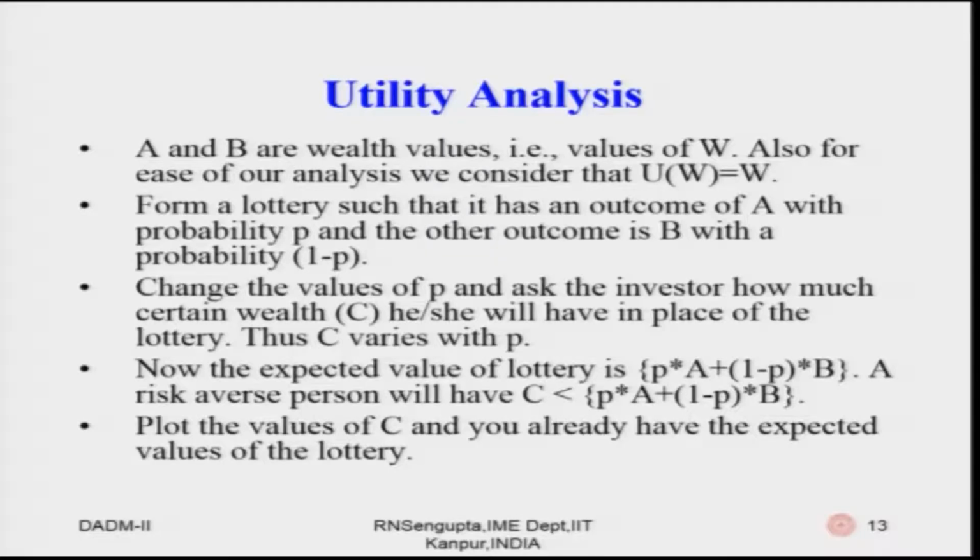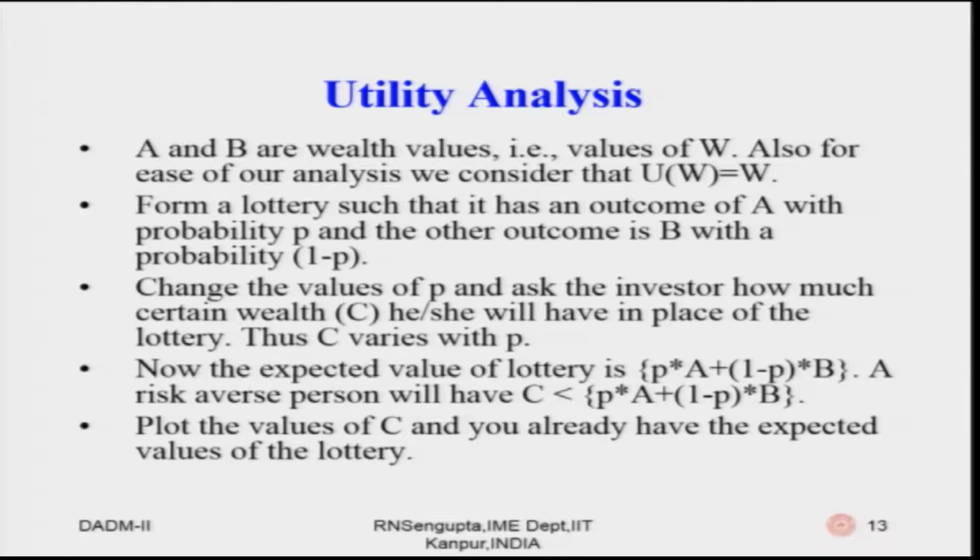You can change this half and half to P and 1 minus P, or to P and Q, and they need not be half, they can be different values, but we are not going to discuss that, because it will only make things a little more intense, but the overall analysis remains the same. The third point mentions change the values of P and ask the investor how much certain wealth C he or she will have in place of the lottery.